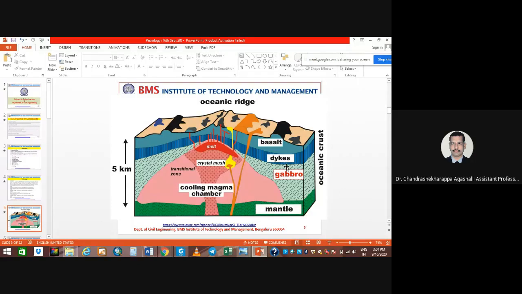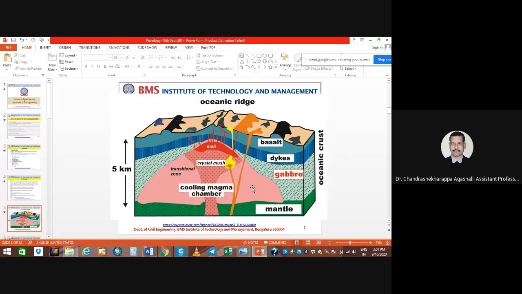And here is the mantle part, as we discussed in the first module, the internal structure of the earth. Here is the cooling magma chamber, and down below is the mantle part. The mantle extends down to 2900 kilometers below the earth's surface, but this begins after 30 to 40 kilometers. So after 40 kilometers down below up to 2900 kilometers, that's the mantle part.